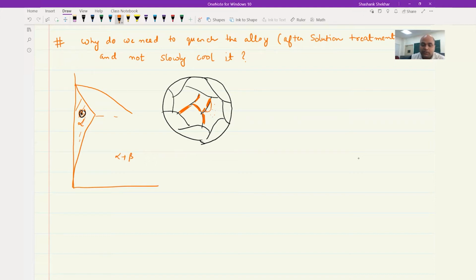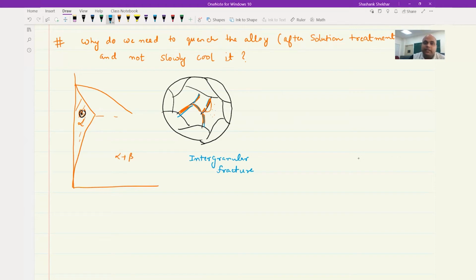Now if you start doing a tensile test of this particular alloy, this beta phase is going to fail right away. So you are going to get intergranular fracture. This beta phase here is going to fail, and you are going to observe fracture through the grain boundary. So we call it intergranular fracture. And you don't want that, isn't it?